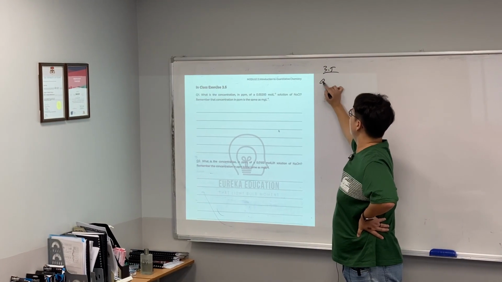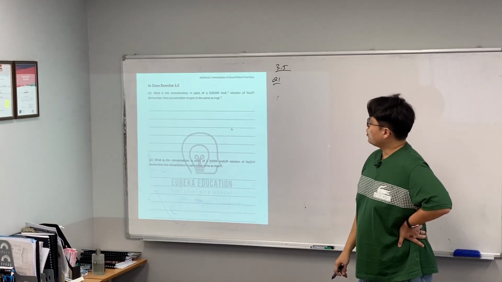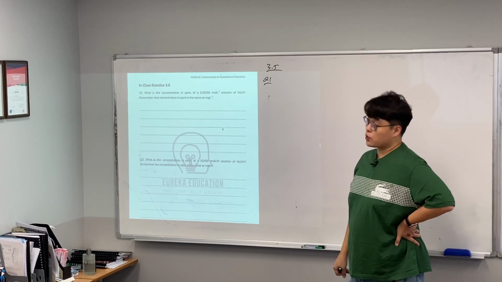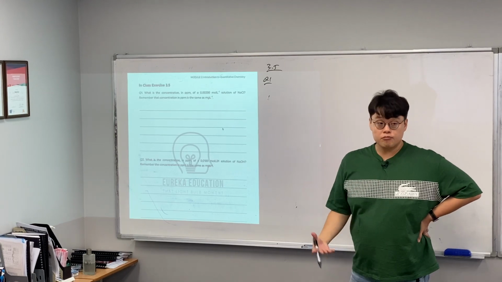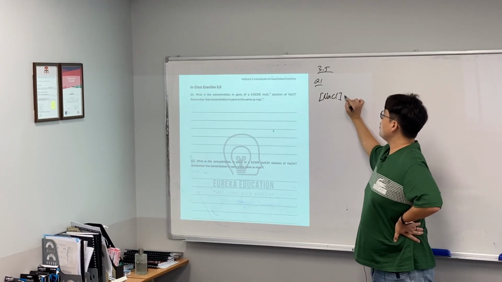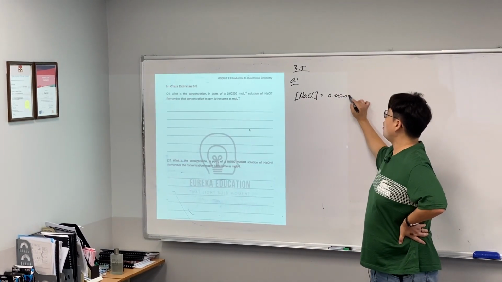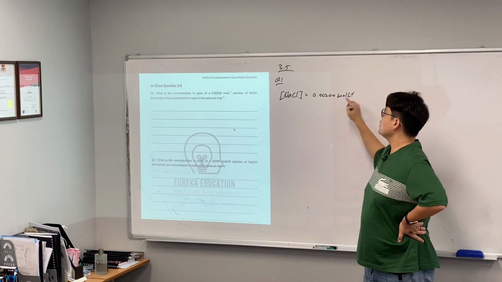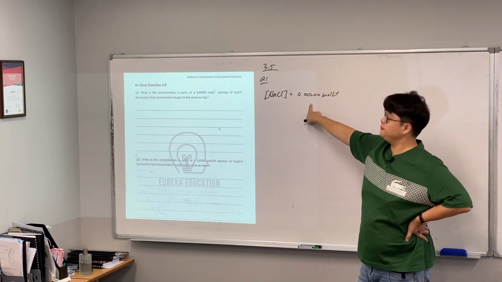3.5. What is the concentration in ppm of a 0.002 mole per liter solution of sodium chloride? Remember the concentration in ppm is milligrams per liter. So let's start from the given. We have the sodium chloride molar concentration given as 0.00200 mole per liter. Just check, there are 3 sig fig values, so at the end you need to show 3 sig figs as well.